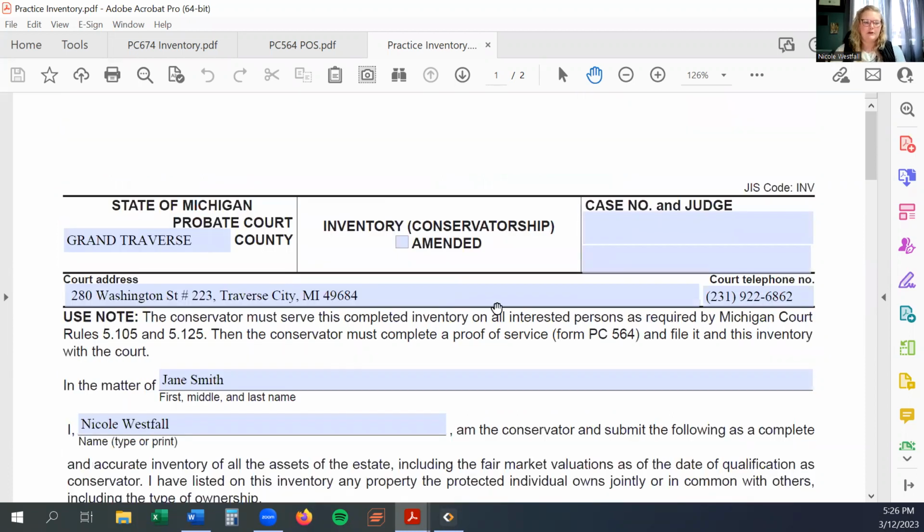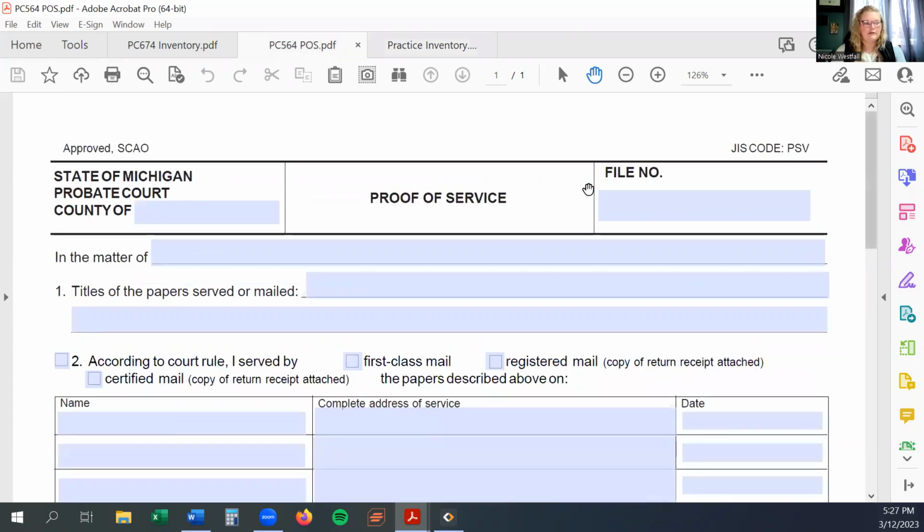Now I remember with this particular inventory, I did mess something up. That happens. If that does happen and the court returns it to you, then you would just use the same inventory. You would mark it amended, and then you would resubmit it and hope for the best on that. The second piece that you need to do with the inventory is a proof of service.